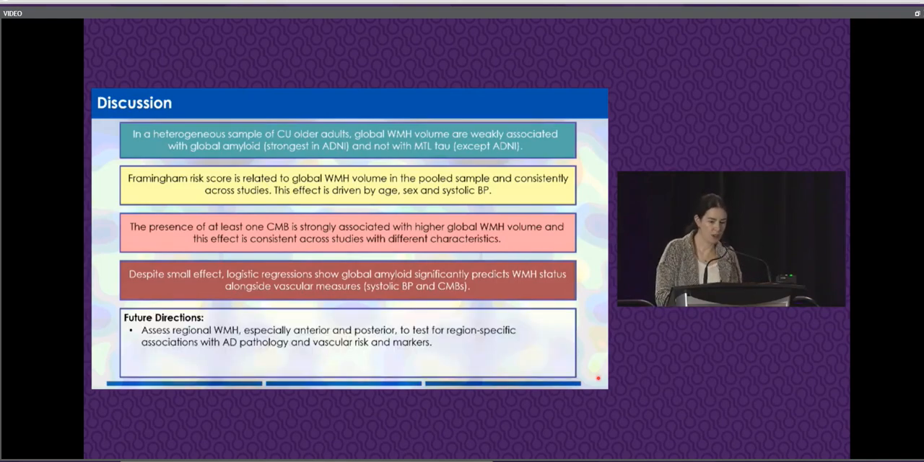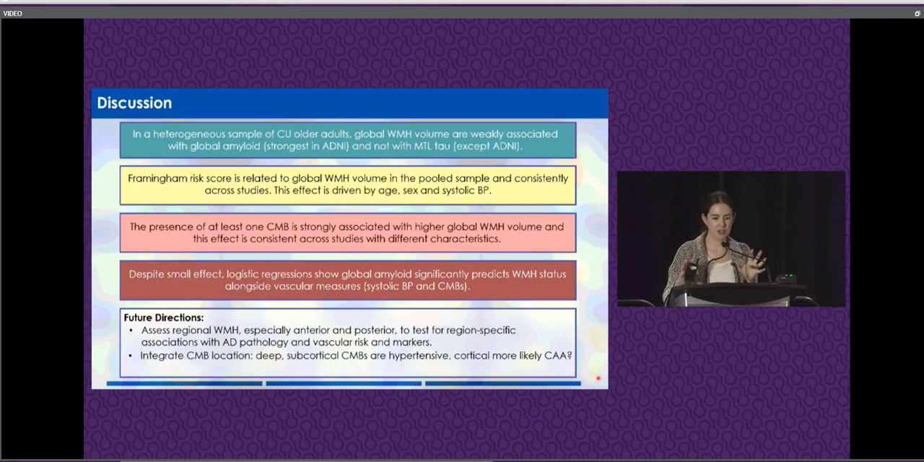So in the future, we have a lot more work to do with this project, and one of the things that's top of my list is looking at white matter hyperintensities regionally. There's been some work in the field suggesting that anterior white matter hyperintensities are more related to vascular disease and vascular burden, and posterior white matter hyperintensities more related to AD, specifically amyloid. We also want to integrate cerebral microbleed location into this because we know that deep subcortical CMBs are more likely to be related to hypertension, and cortical CMBs are more likely to be related to CAA. So we want to understand, are there different associations with white matter hyperintensities in these two categories, and how does amyloid fit into that picture?